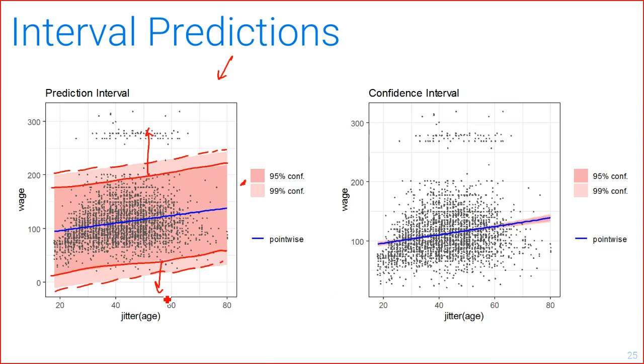So this is about individual people. If we want to talk about the average of the model, so what is the expected prediction of the model for a given value of the independent variable, then we have what we call a confidence interval. And the idea is basically the same. It's an interval that goes around the regression line. It's just that it's going to be a lot thinner.